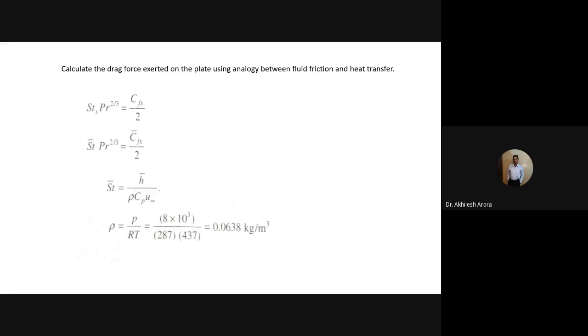Yes, this is the next part. Here I have added one more question: calculate the drag force exerted on the plate using the analogy between fluid friction and heat transfer. So it is basically the extension of the previous question. You can see here we have used the Chilton-Reynolds analogy, or Reynolds-Colburn analogy, and found out the value of the heat transfer.